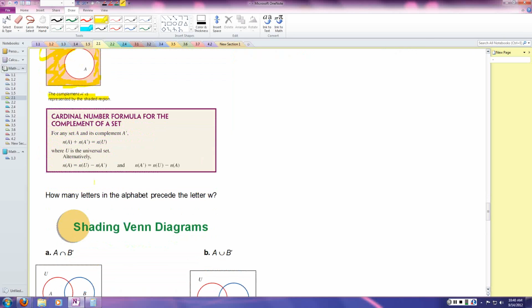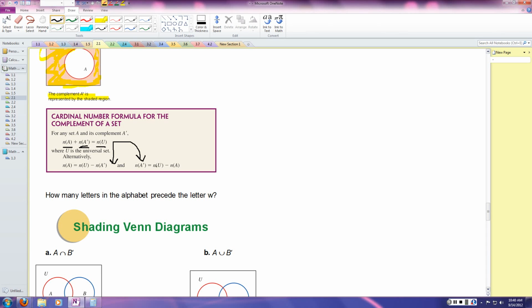So some formulas here. If I know the number of elements in the universe, that's going to be the number of elements in A plus the number of elements in A naught. I can rearrange this formula and solve for the number of elements in A and the number of elements in A naught.